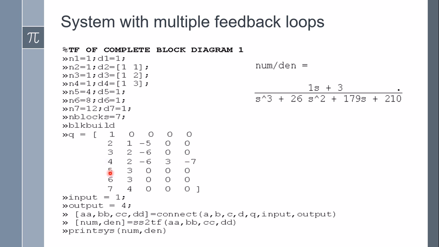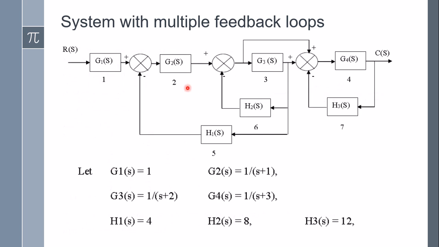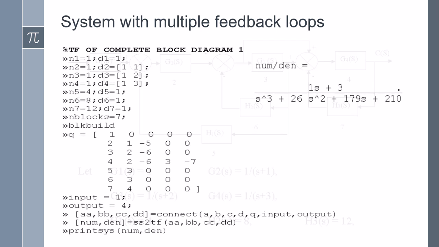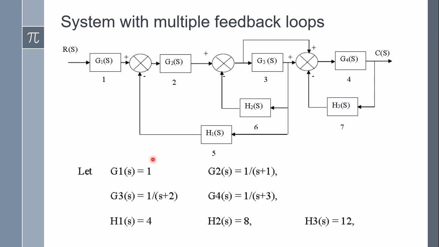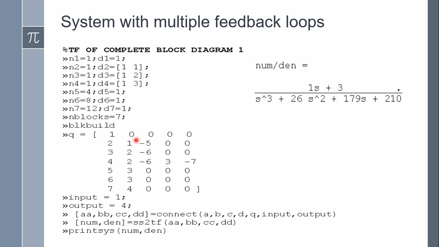And similarly the element 5 is in the feedback path. Element 5 receives its input from the output of block 3. So that's why the representation is 3. Similarly for block 6, the output is from 3. For block 7, the output is from 4. So wherever you receive the inputs, you make the corresponding entries with space. And wherever no inputs are there, no entries are there, you just mark it with 0.